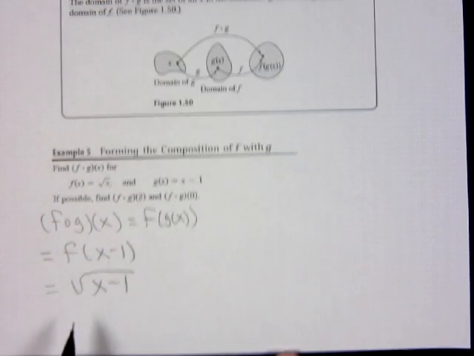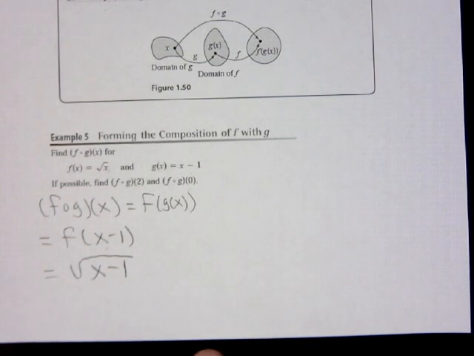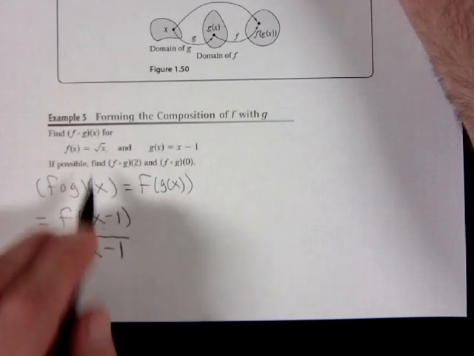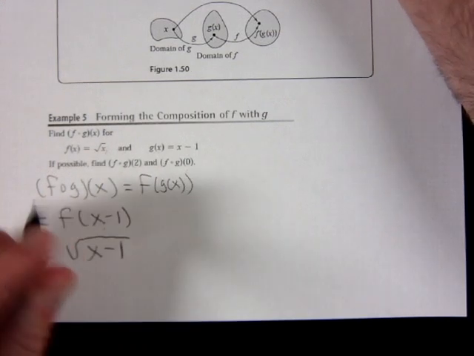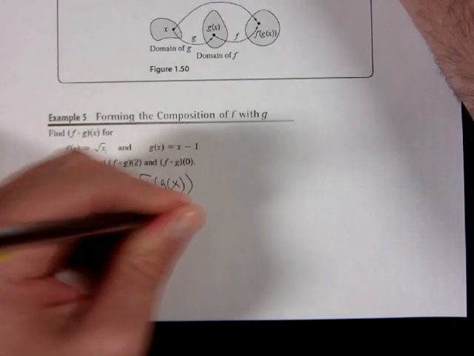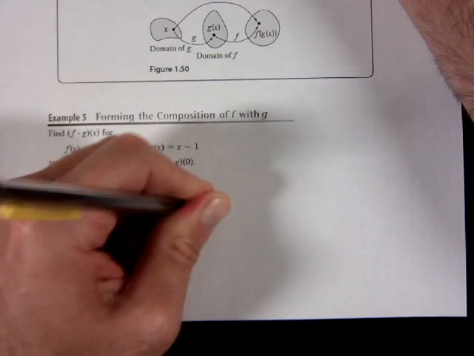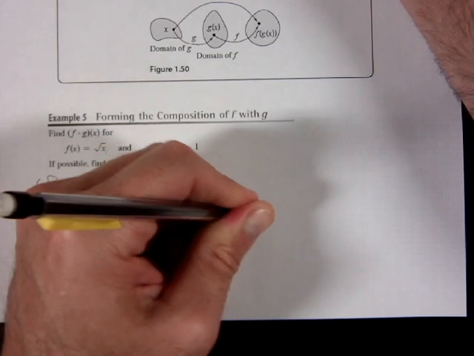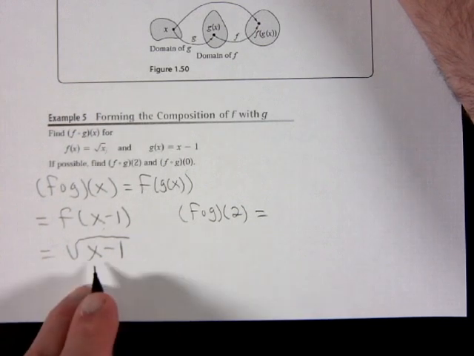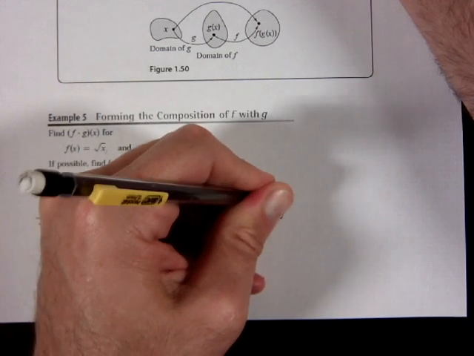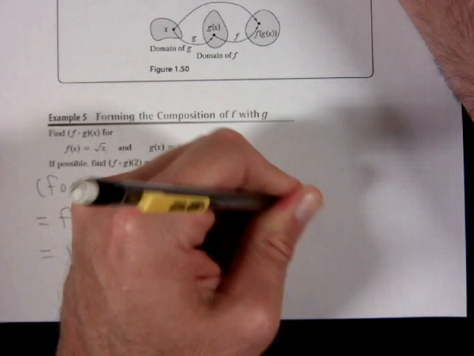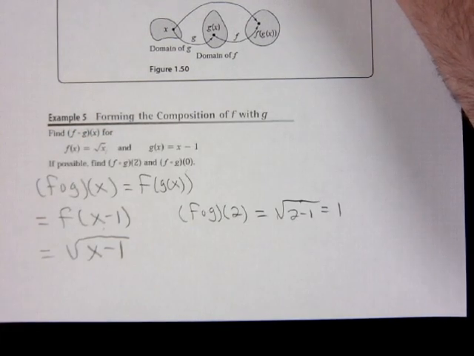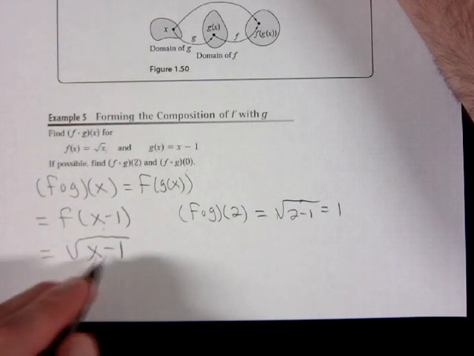So now I can use that, and I can evaluate the values that they asked me for. For example, they asked me to evaluate f of g of 2. So I need to take that function and then plug 2 in there. That would be the square root of 2 minus 1, which is the square root of 1, which is 1. So f of g of 2 would evaluate to 1.